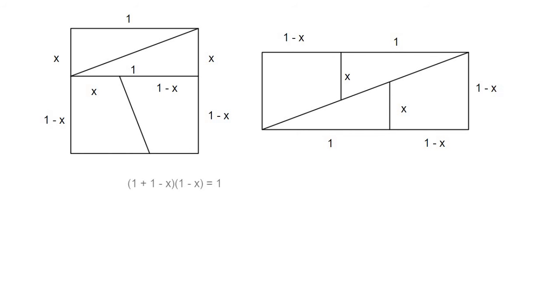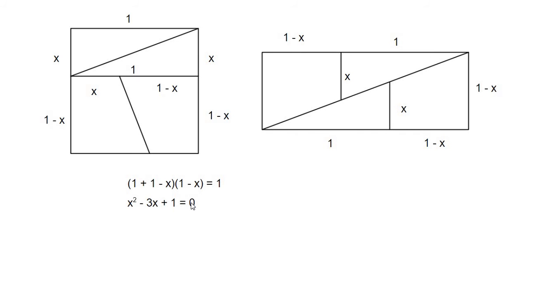So into the algebra, we know that the area of both the things is 1, because the area of the square is one side squared, and one side is 1, so that's 1 squared. And because the rectangle is made of the same components, its area must also be 1. The rectangle's area is its base times its height. This rectangle's area is 1 plus 1 minus x, that's the base, and the height is 1 minus x. So we multiply the two.